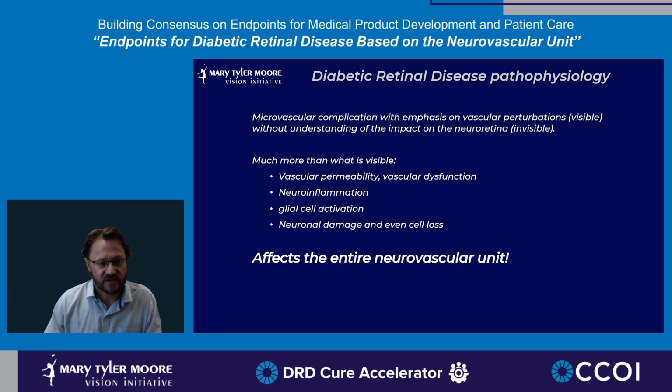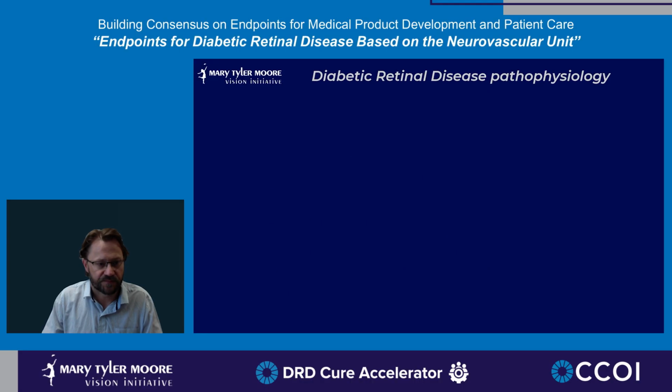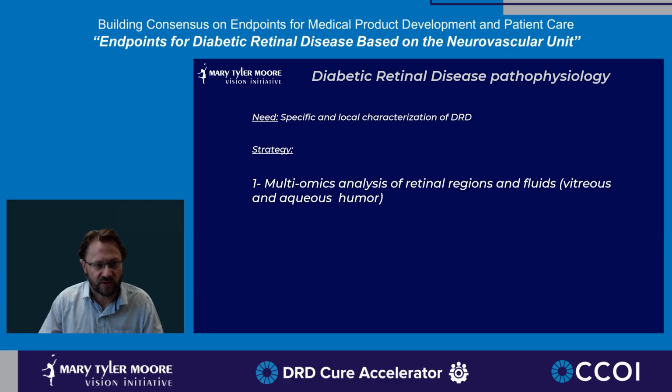This is what led us to coin the term diabetic retinal disease rather than diabetic retinopathy, and led us to really go after what are the changes that are affecting the whole neurovascular unit, and how is diabetes affecting the neuroretina. We really need to get a better and more specific characterization all the way to the local aspects of DRD. Our strategy has been twofold.